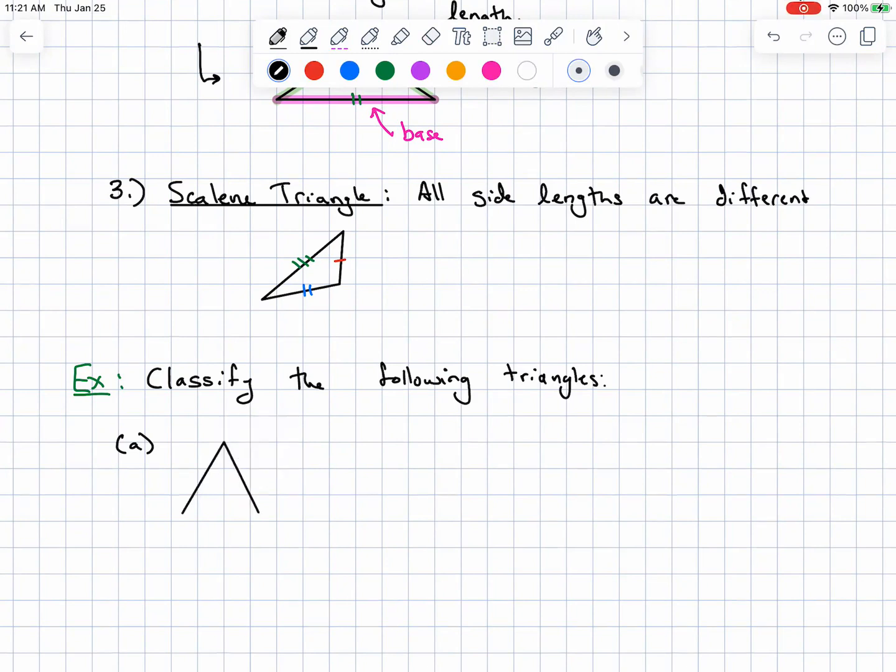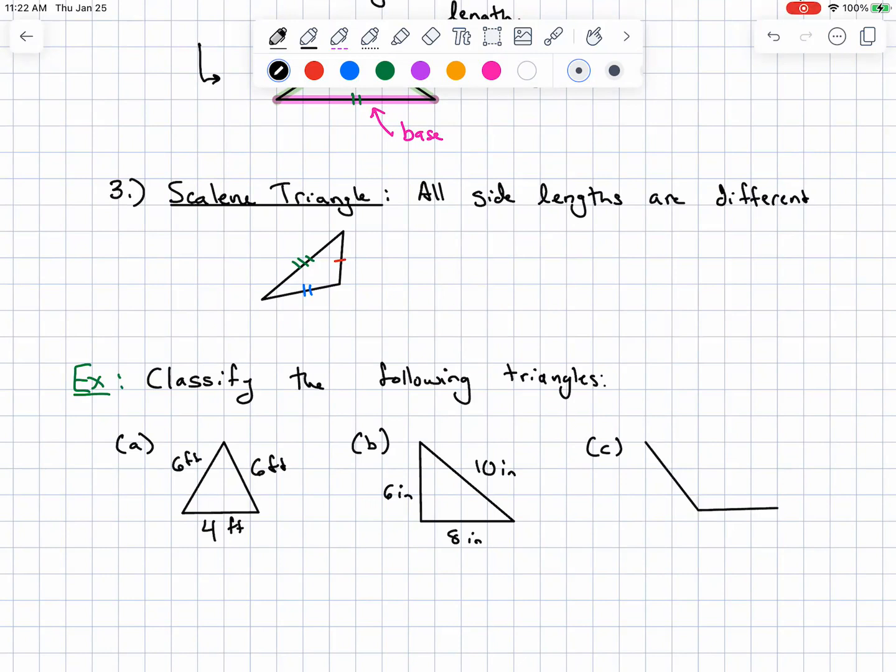So it's 6 feet, 6 feet, and then the base is 4 feet. Part B will be this, and this one's 6 inches, 8 inches, and then 10 inches. And then C is this. And it's going to be 4 centimeters, 5 centimeters, and 10 centimeters.